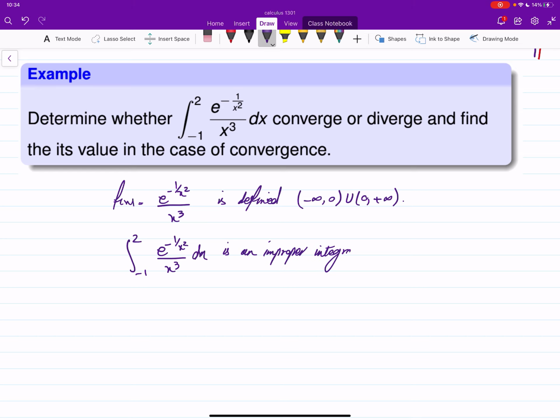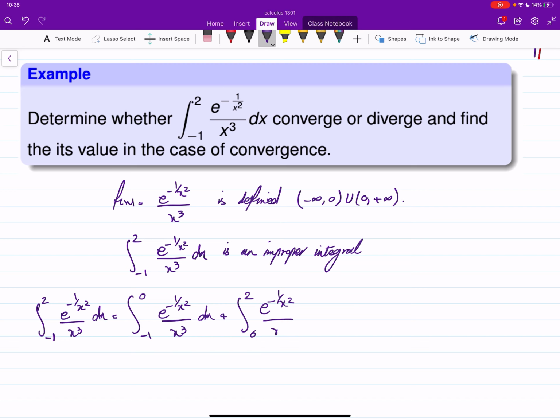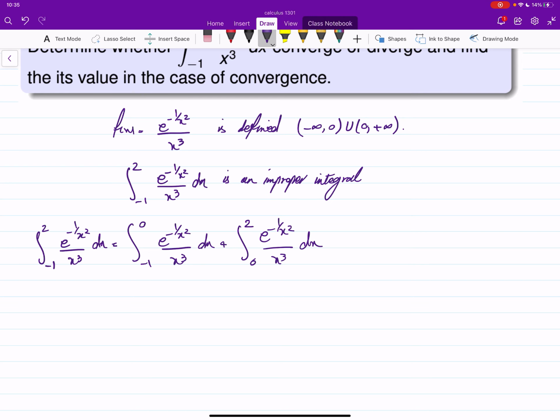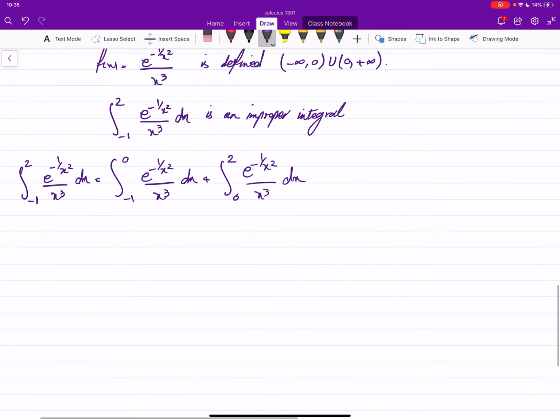and we should chop it up into two improper integrals with the endpoint discontinuity. Let me write it down, because I will come back to this and fill it out. So from negative 1 to 0, that's where the discontinuity happens, and from 0 to 2. And now each one of these is improper, and we have to evaluate them.